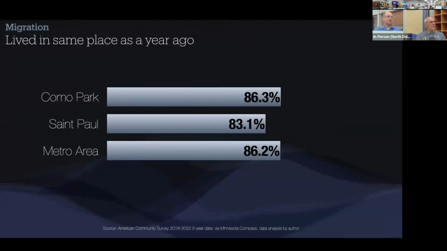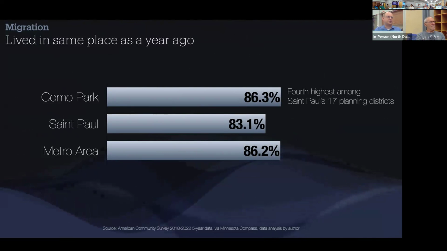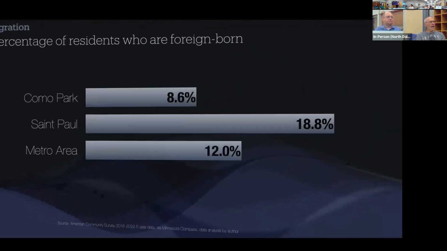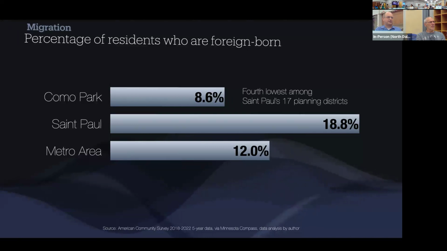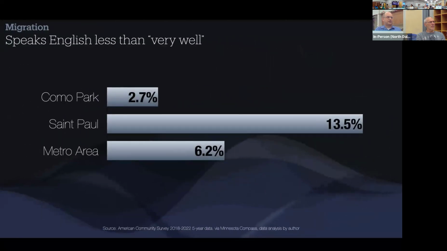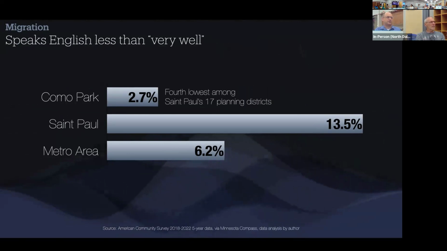Migration, how many people live in the same place as a year ago? Como Park is fairly high. It's the 4th highest among the St. Paul planning districts, in line with the metro roughly. Percentage of residents who are foreign born, 8.6% of Como residents are foreign born, the 4th lowest among the St. Paul planning districts. Speaks English less than very well. There's a very small percentage of people in Como, lower than the metro area, and lower than St. Paul by a long shot. It's the 4th lowest again among St. Paul planning districts.